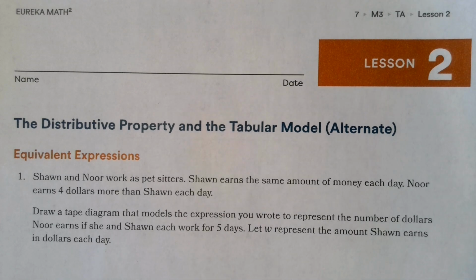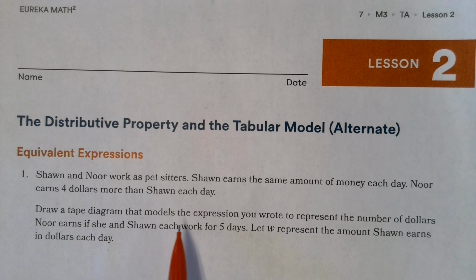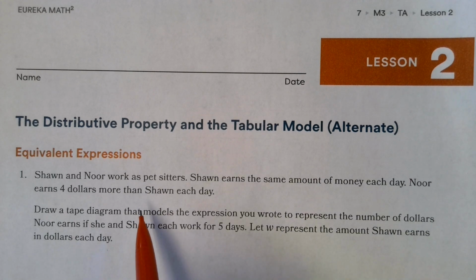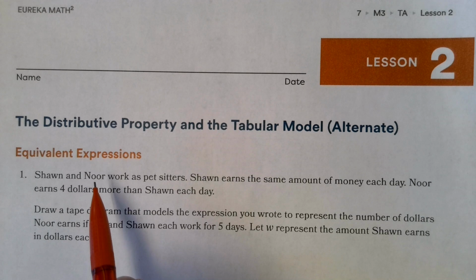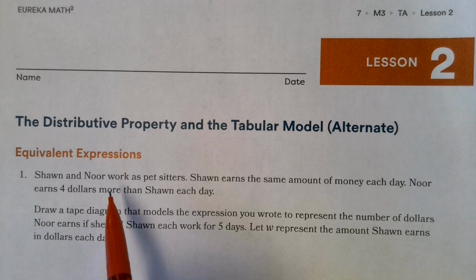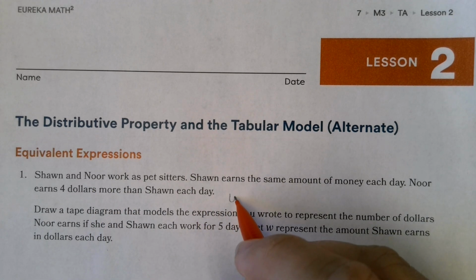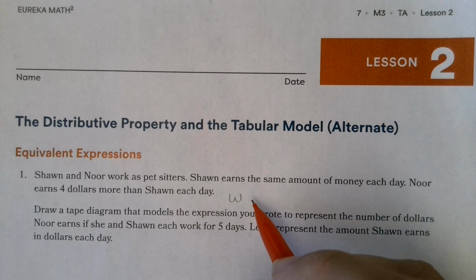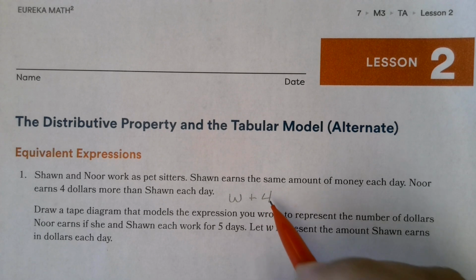Okay. We're going to draw a tape diagram that models the expression to represent the number of dollars Noor earns if she and Sean each work for 5 days. We're going to say W represents the amount Sean earns in dollars each day. Well, if Sean earns W dollars each day and Noor earns 4 more, that would be W plus 4.